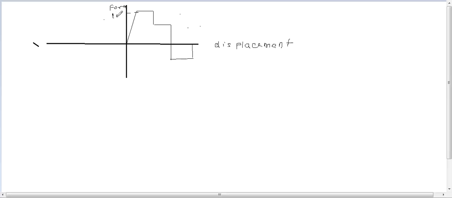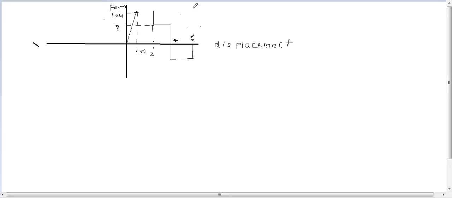This is 10 Newton, and this is 1 meter, and this is 8, and this is 2 meter, and this is 4, and this is 6. So we have to find work done when the object is displaced from x is equal to 0. Okay, not x is equal to 0.